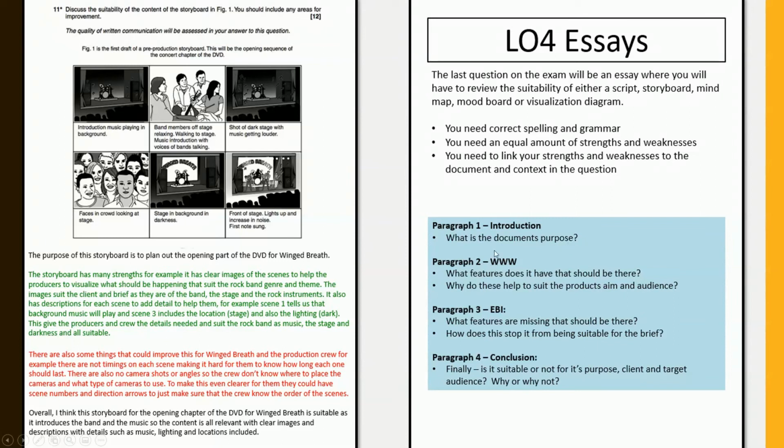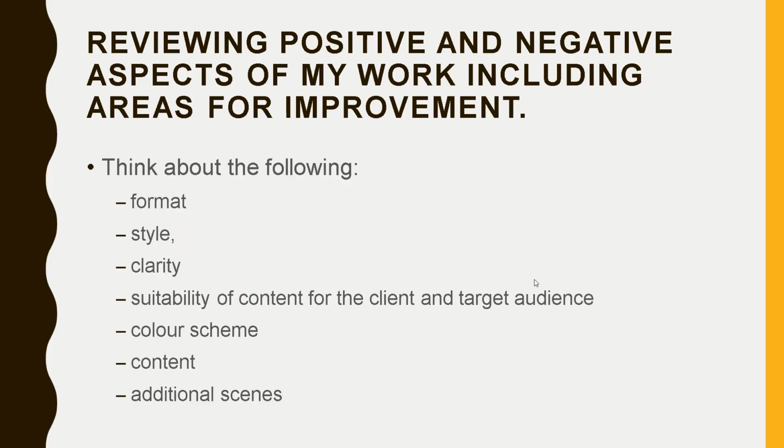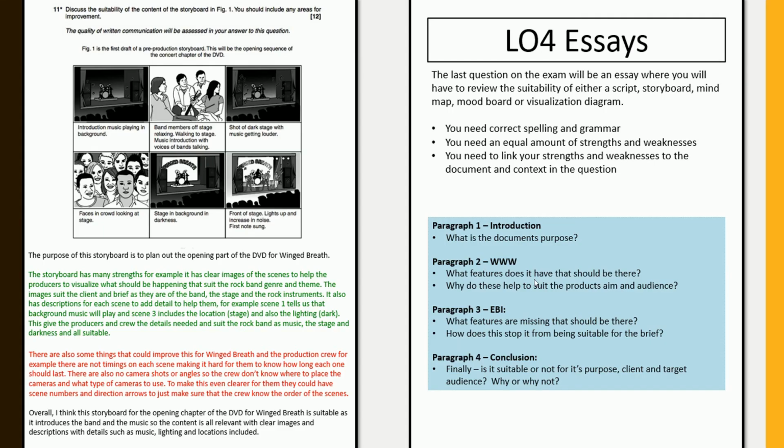Paragraph 2 in your answer is WWW, what went well? What features does it have that should be there? Why do these help to suit the product's aim and audience? So you're talking about all the good things. Base it on the formatting, clarity, all the things I went through in the previous slides. So format, style, clarity, suitability of content, so on and so forth.